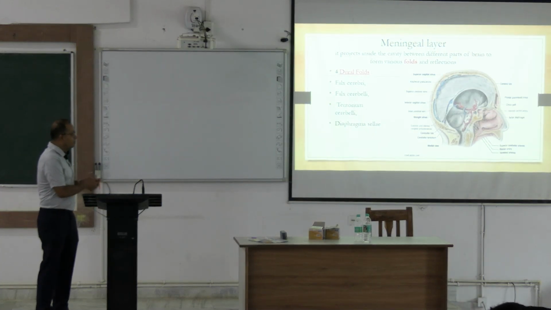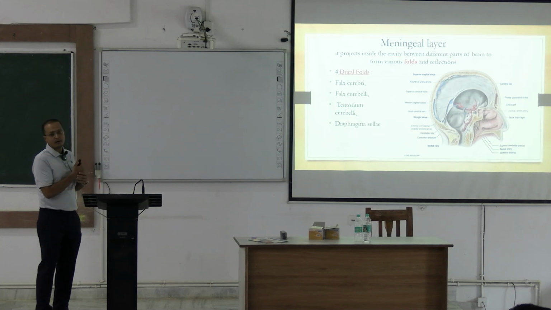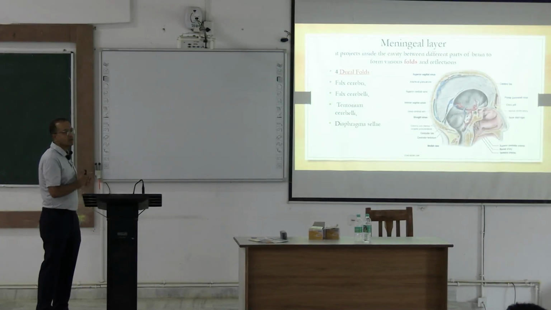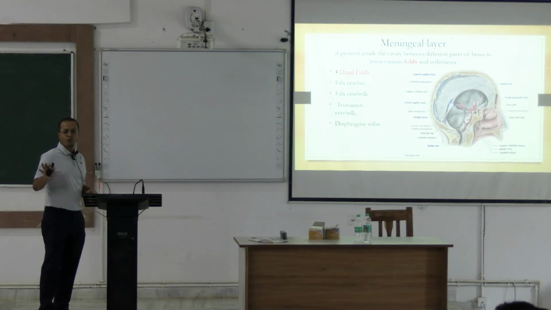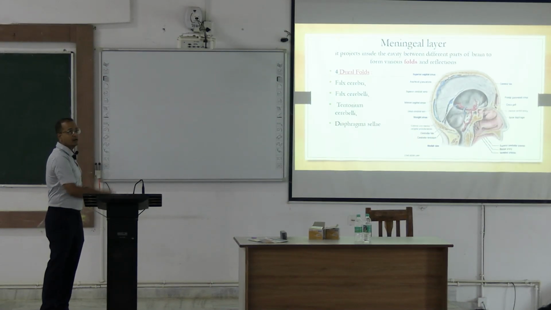So this Falx cerebri ends here, then the Falx cerebelli begins here. In between them, we have a transverse running tent, the Tentorium cerebelli, running obliquely. Then anterior to it, at the sella turcica, we have another meningeal fold, which we call the diaphragma sellae. So these are the 4 folds and their positions. We are going to take each one at a time and narrate and describe.